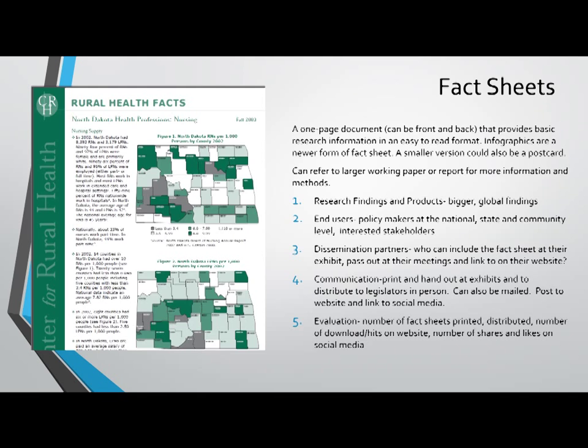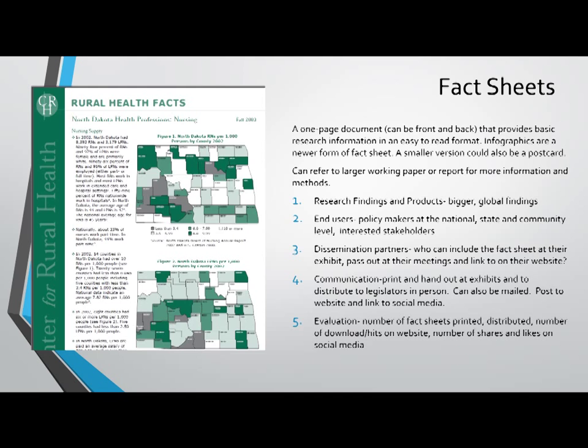And so what it needs to do is it needs to refer to a larger working paper because, like I said, you've got to have that background research to refer to when you have questions. So as far as research findings, you need to concentrate on the bigger stuff. This is not the place for methodology. This is not the place for some of your smaller findings. You need to determine what you really want that particular audience to learn.